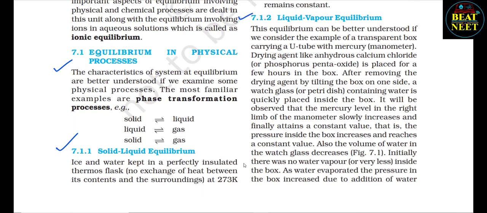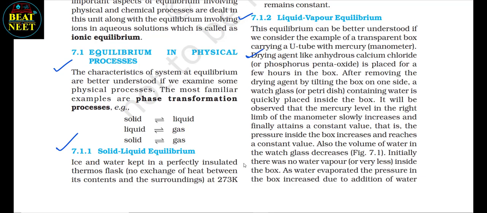7.1.2 Liquid-vapor equilibrium. This equilibrium can be better understood if we consider the example of a transparent box carrying a U-tube with a mercury manometer. A drying agent like anhydrous calcium chloride or phosphorus pentoxide is placed for a few hours in the box. After removing the drying agent by tilting the box on one side, a watch glass or petri dish containing water is quickly placed inside the box.